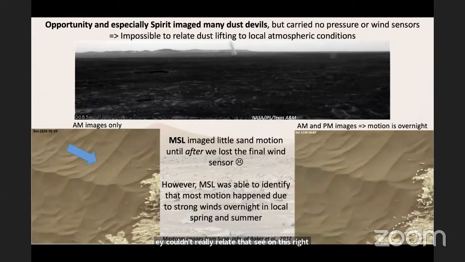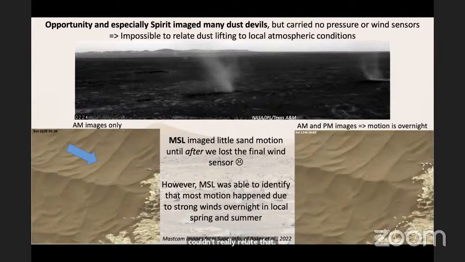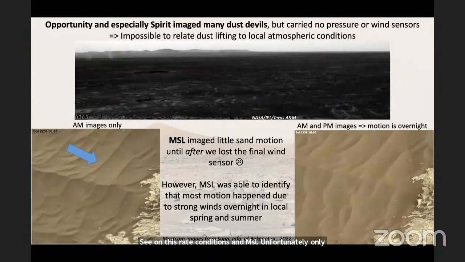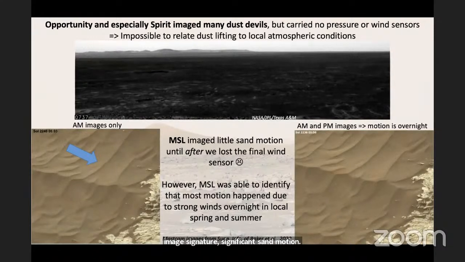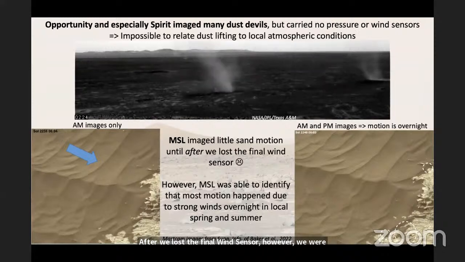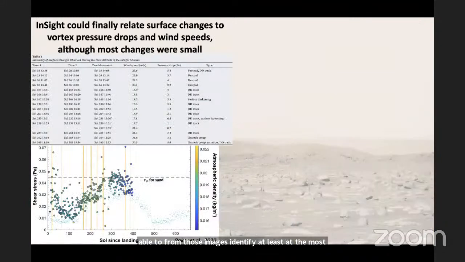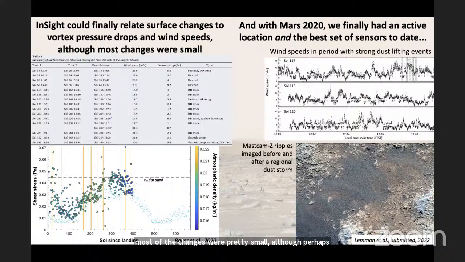And MSL, unfortunately, only imaged significant sand motion after we lost the final wind sensor. However, from those images, we were able to identify at least that most of the motion was happening overnight and in local spring and summer. And then InSight was finally able to relate surface changes to vortex pressure drops and wind speeds. And this is from Mariah Baker's paper. Unfortunately, most of the changes were pretty small, although perhaps that was good for the survival of the wind sensors.